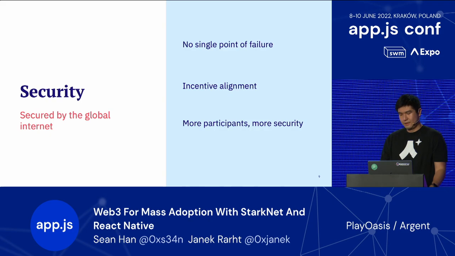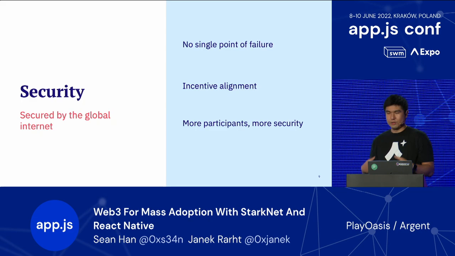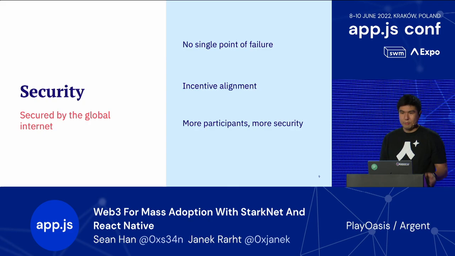And there's also incentive alignment, right? People work together to secure the network, and at the same time, they get rewarded in some type of way. And the more people that participate in this ecosystem, the more secure the network becomes. So that's also a property that's very good if you want something of value on the internet, right? You want it to be secure and you want it to be permissionless, because you don't want someone to control and own the value that you inherently should be owning.